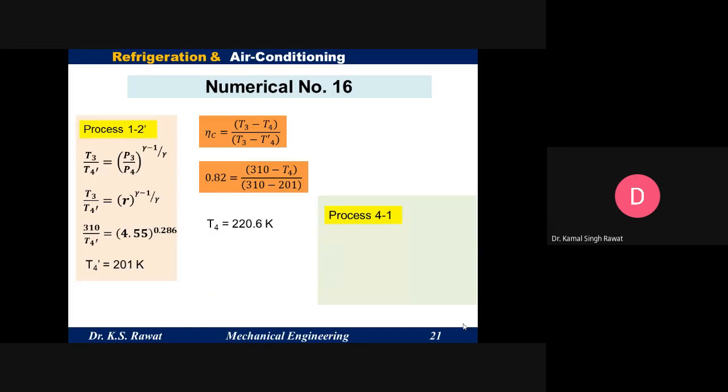हमारे पास क्या है? Q naught, how much? Sir, 50 TR. So what can we write for this process 4 to 1? Q naught equals m dot Cp (T1 minus T4), right? So we have the value of Q naught, which is 50 TR. Can you convert it into kilojoule per second or kilowatt?